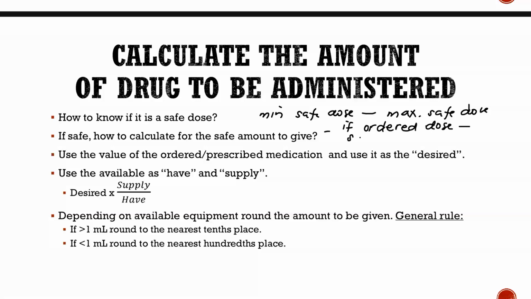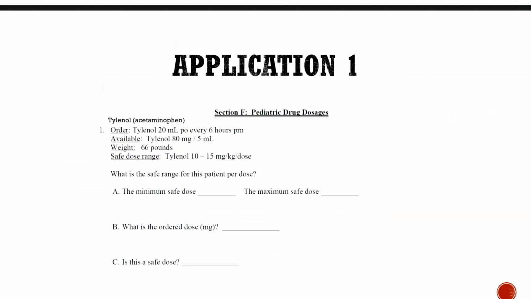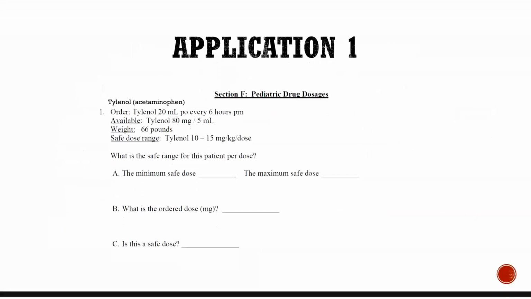But if we're given an order, right, the doctor, let's say, asks us to give a certain dose, then our previously learned formula still remains the same, right? Desired times supply over have. And again, remember the general rule when it comes to rounding, especially when it comes to liquid medications, right? If it's greater than 1 ml, we round to the nearest tenths. If less than that, then we round to the nearest hundredths. All right, so let's take a look at this application, right?